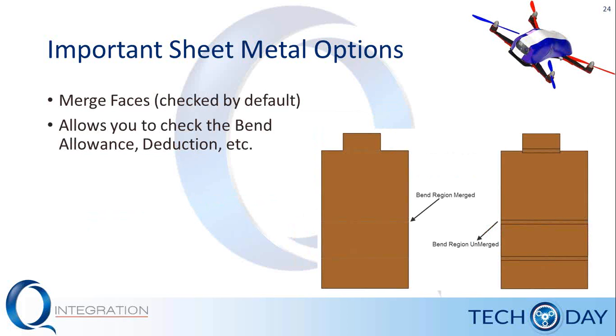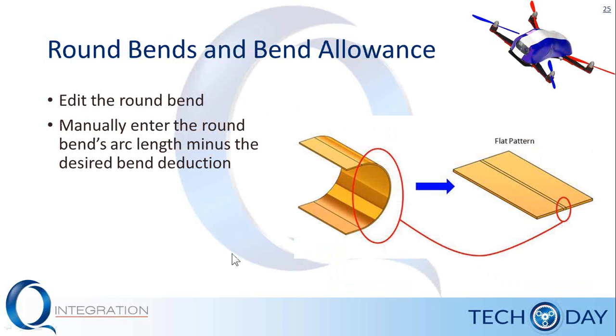When we're generating that flat pattern, a couple things that you may be checking are the bend allowance, bend deduction, etc. There's a default option here, and that is merge faces. By default, you would end up with a flat pattern like you would see here on the left-hand side. If you want to verify each individual flattened segment, turn that option off so that you can select the edge and calculate the length to validate that bend allowance, deduction, etc.